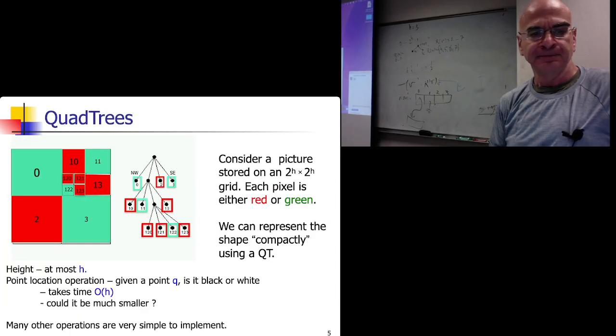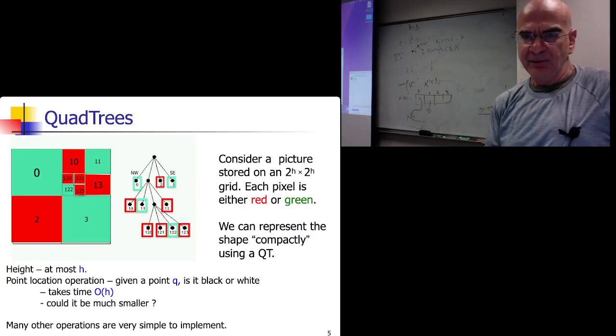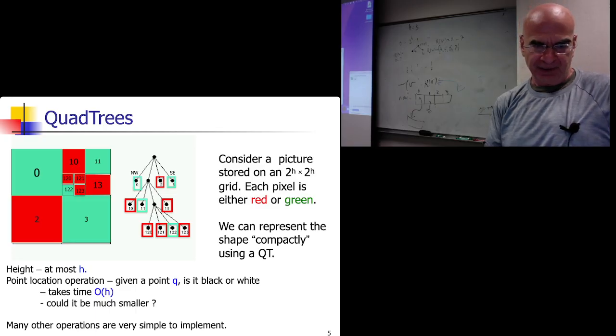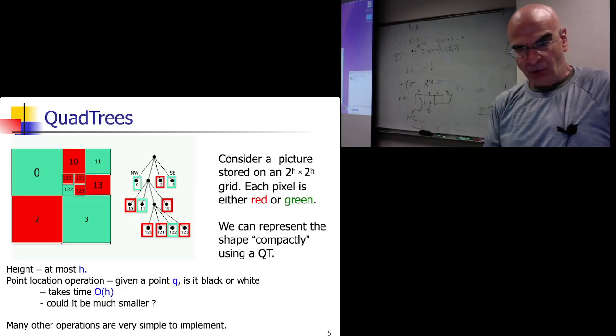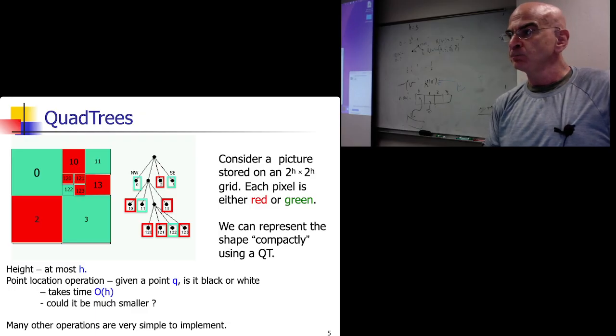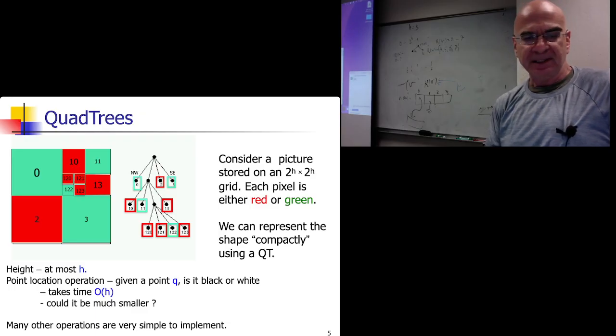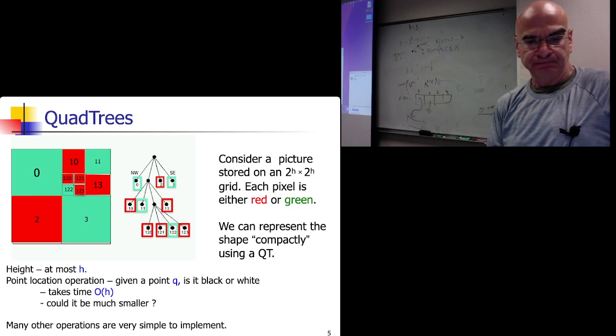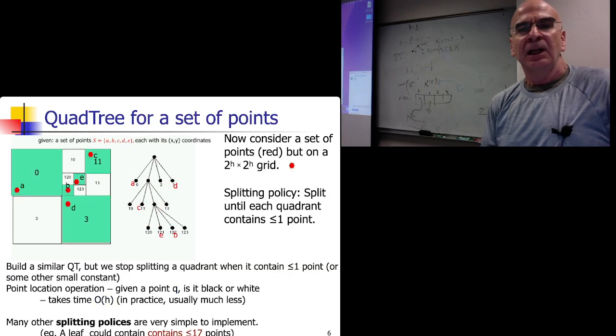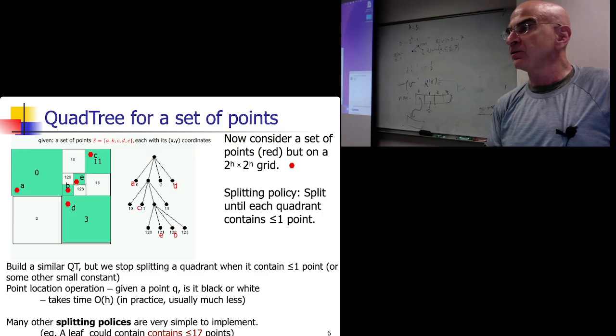So it's different than standard QuadTrees. There is a reason that it works so well in practice. Okay, so point location takes order of h time at most, that's a pessimistic upper bound. And let's talk about QuadTree for a set of points. Now I don't have an image, now I have a set of points.